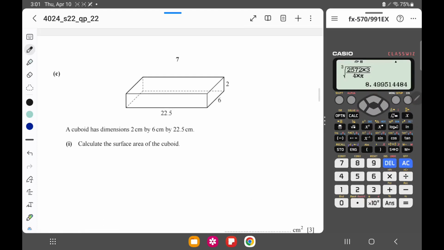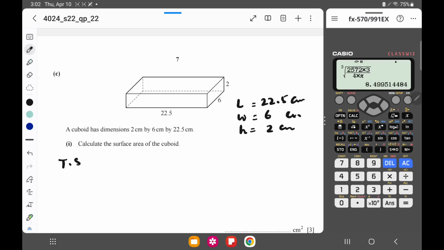So in part C we can see a cuboid. A cuboid has the dimensions 2 centimeter by 6 centimeter by 22.5, where 22.5 and 6 are the length and width and the height is 2. Calculate the total surface area of the cuboid. We know the formula of the total surface area of the cuboid is 2 times length into width plus width into height plus length into height. So length is 22.5, you can take width 6 and then 2 centimeter is the height.